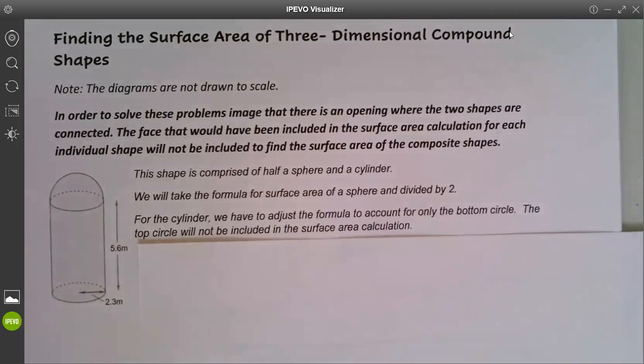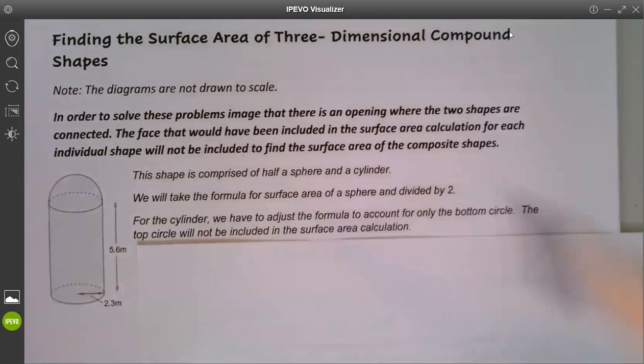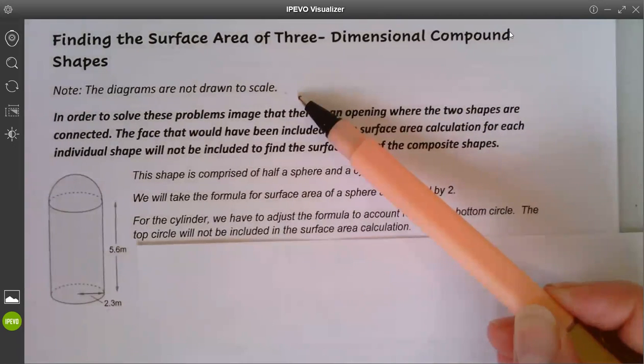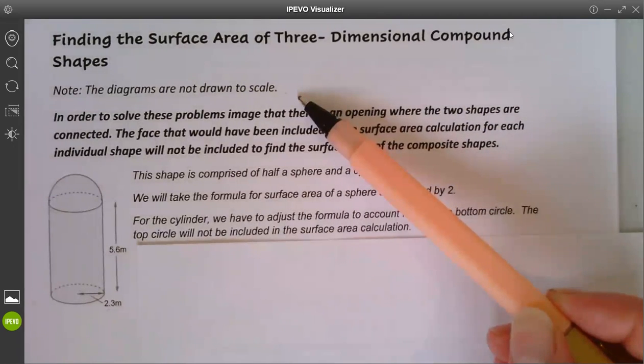Find the surface area of three-dimensional compound shapes. That means the shapes we're looking at are comprised of two or more three-dimensional shapes. Two things to point out. First of all, the diagrams are not drawn to scale. That means you must pay attention to the dimensions that are provided in the diagrams.